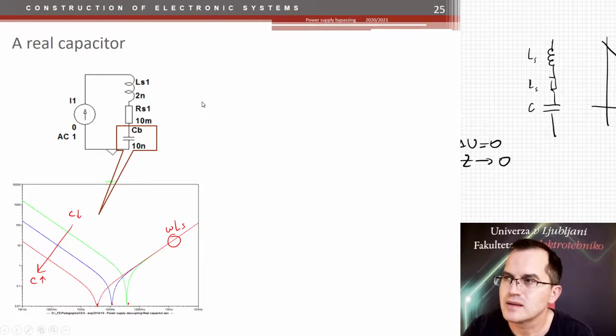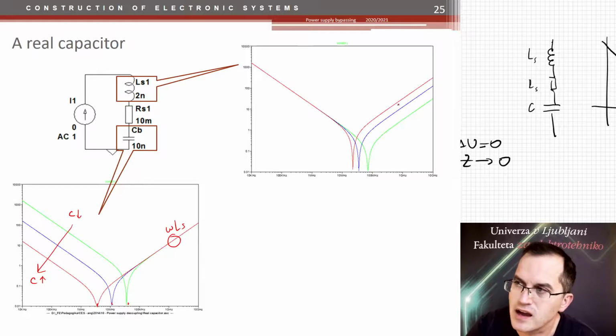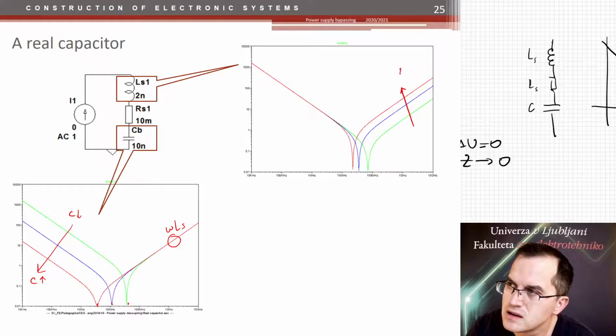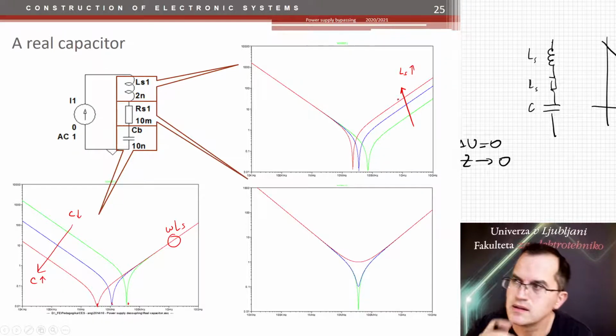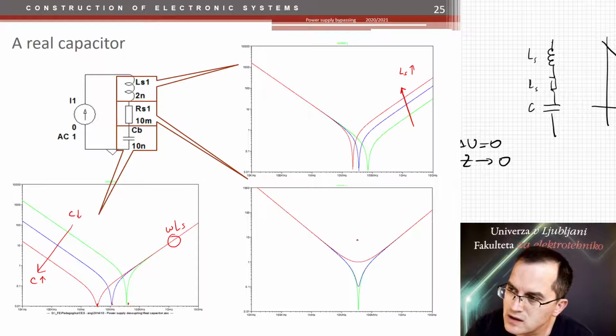Okay, what about the series inductance? If I change the series inductance, then my impedance at high frequency would increase. So increasing the series inductance would increase this part here. And the series resistance would change the quality of my resonance circuit. Increasing it would also increase this part.